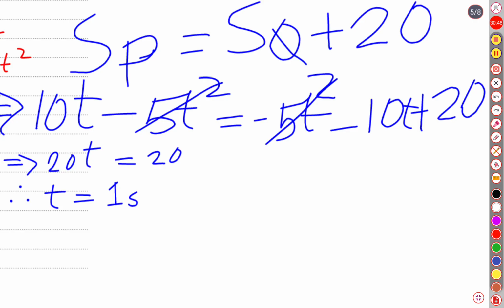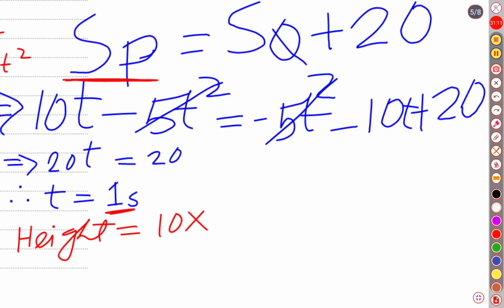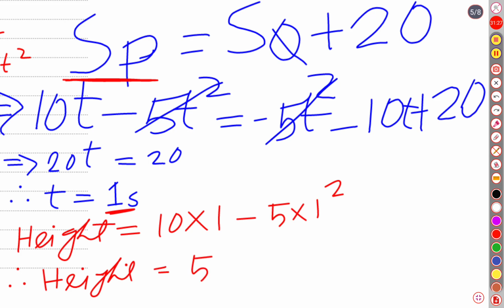We are to find the height. Hence our final answer, height, means the distance traveled by P as well as Q. So SP was what? Height is equal to SP, 10 into t, the value of t we have obtained, it is 1, minus 5t square, t means 1. So hence what will be the height? 10 minus 5 means 5 meters. So at the height of 5 meters, they collided each other again.